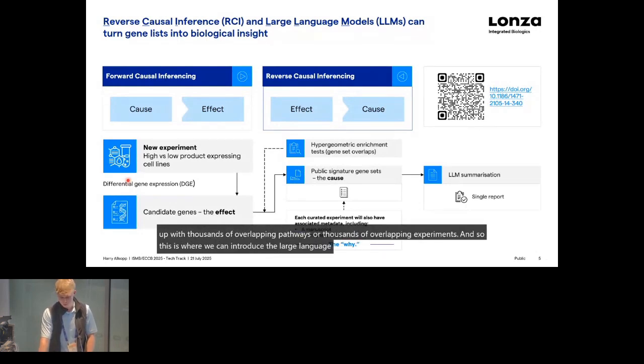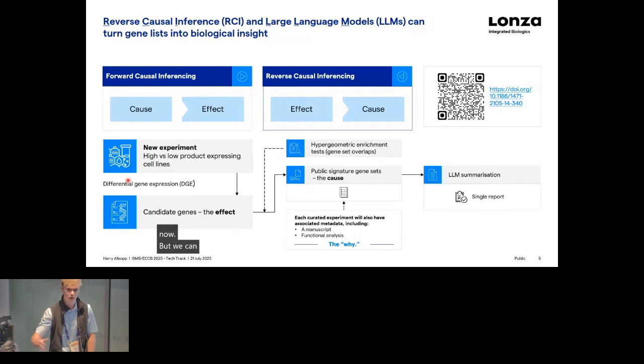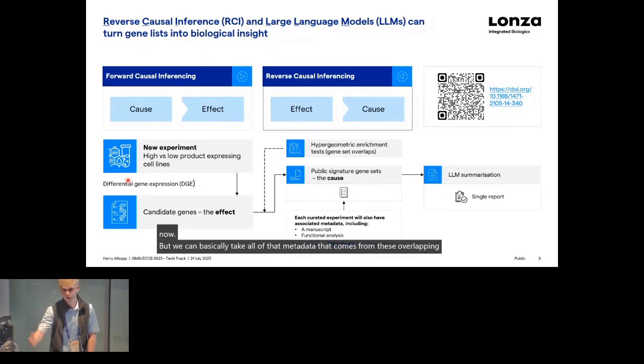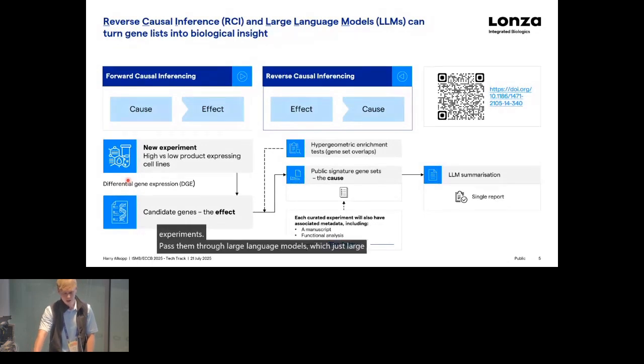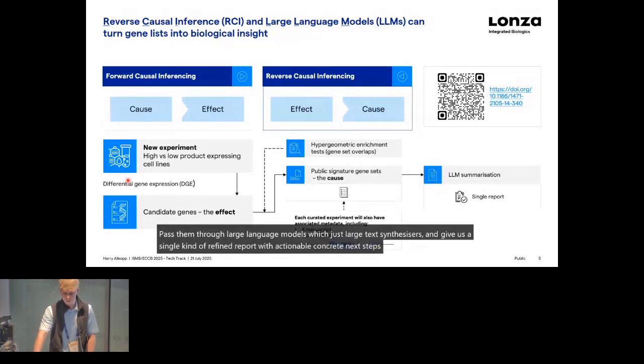I won't spend too long describing large language models. I think everyone should be probably familiar with them now. But we can basically take all of that metadata that comes from these overlapping experiments, pass it through large language models, which are just large text synthesizers, and give us a single refined report with actionable, concrete next steps. As well, they can uncover signals that might be missed by human curation.